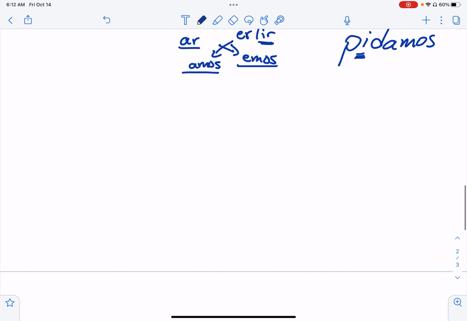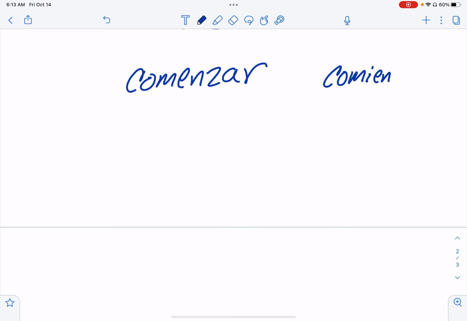Let's do a couple more verbs to practice nosotros commands. Comenzar. Go ahead and write down what the nosotros command would be. So we've got step 1, comienzo. Step 2, comienz. Step 2b, change the z to a c. Step 3, add the opposite vowel, emos. Oh, and it's an AR stem changer, so it's a boot verb, and I don't have to worry about stem changing it.